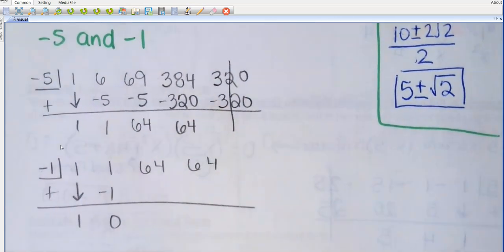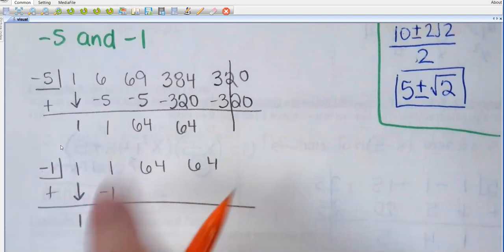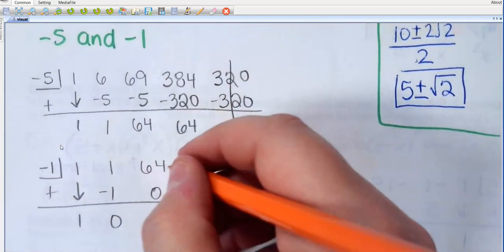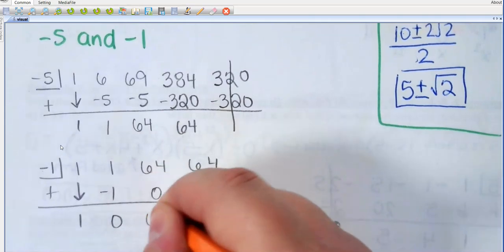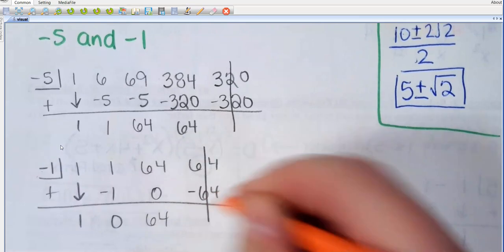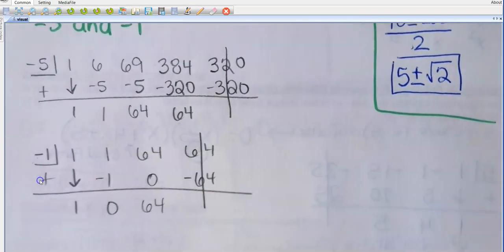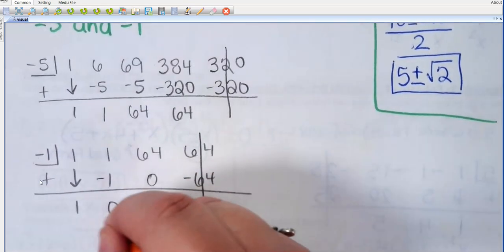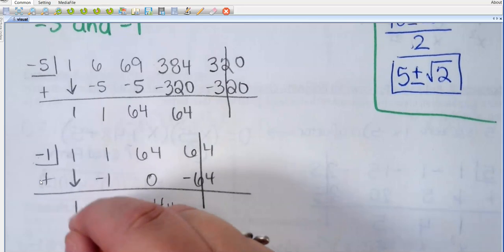-1 times 0, don't write -1. I did that last period on accident. Okay, -1 times 0 is 0. Anything times 0 is 0. I don't know why I screw that up with synthetic sometimes. This is 64. -1 times 64 is -64. Done. Now I used both zeros, so I did a double divide. The 64 is your constant. There is no x, and there is an x squared.